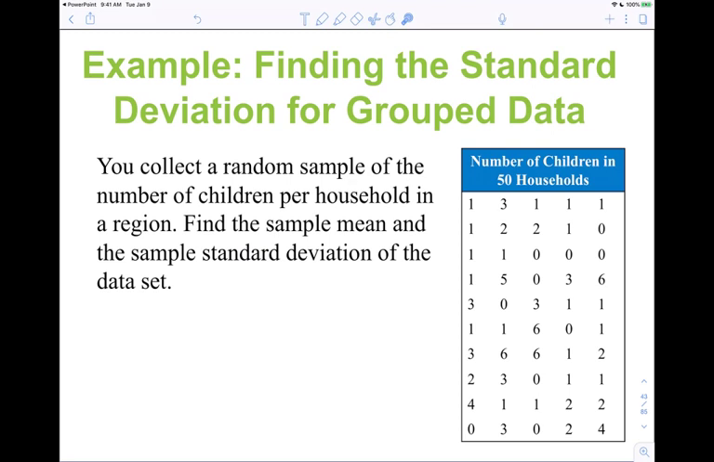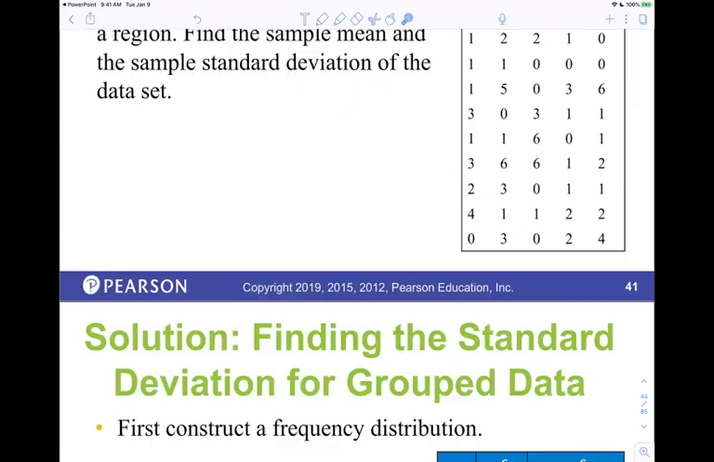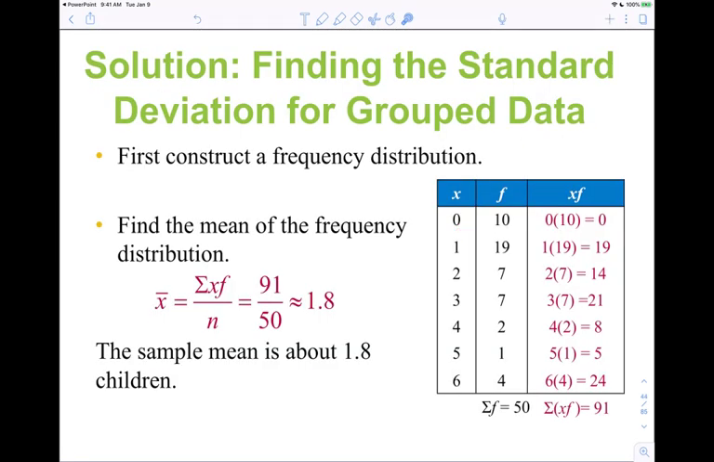So we collect a random sample of the number of children per household in the region, and find the sample average and the sample standard deviation of the data set. We will still find the sample average, but instead of doing it for each entry, we're going to use the frequency. So we go through and see how many 1s do we have, how many 3s do we have. So we have our data entries x, and the frequency of each one, how often each one occurs. Then each entry times its frequency.